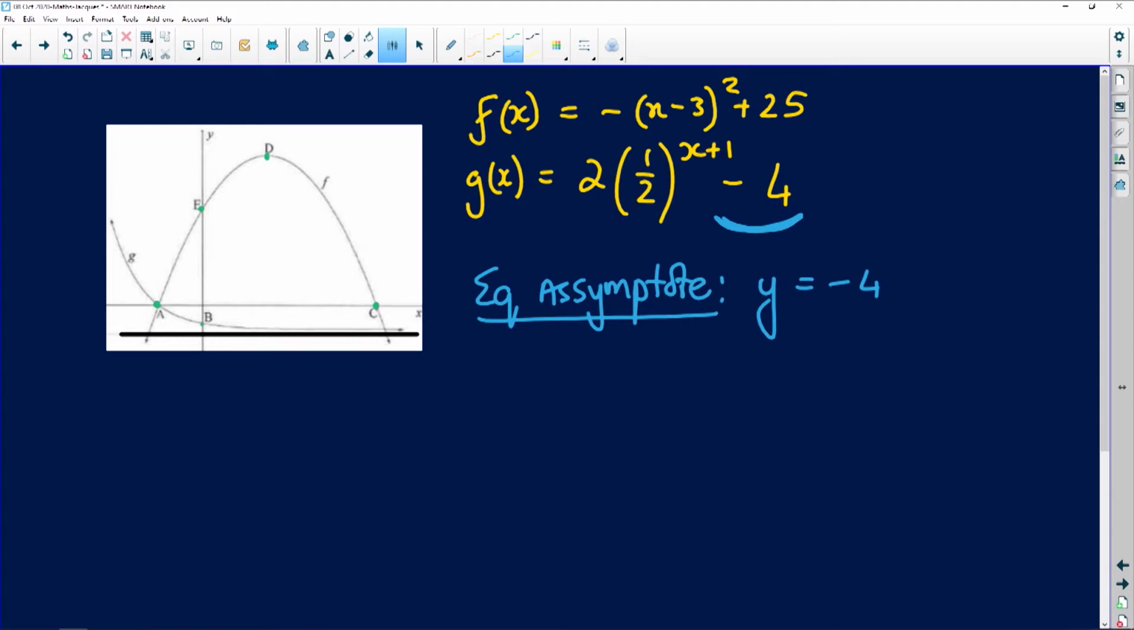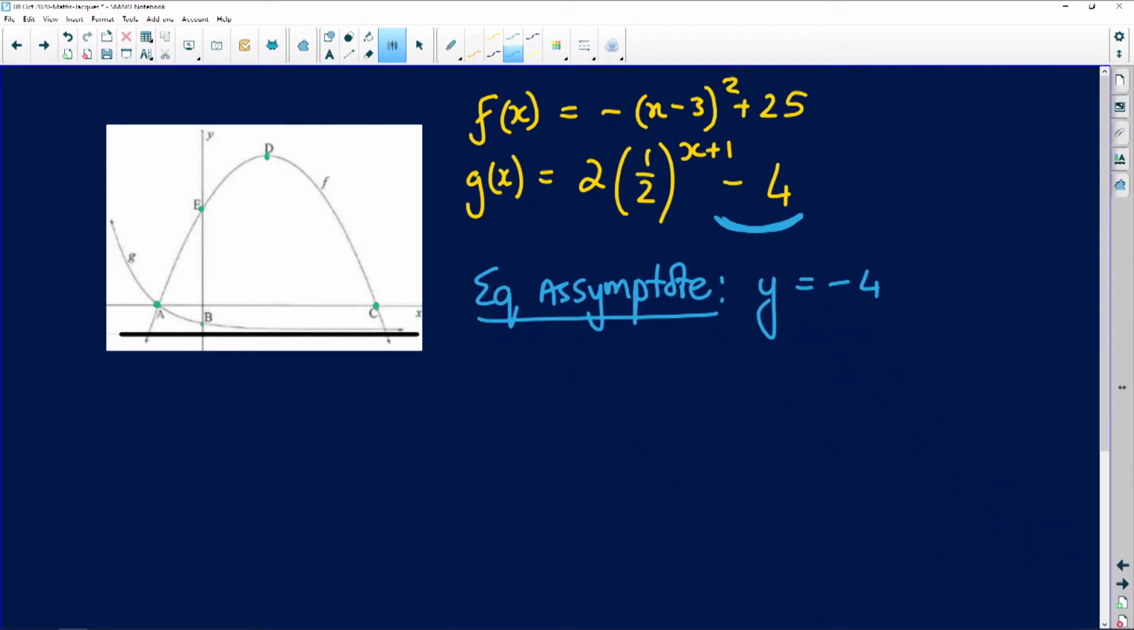Then for 2 marks, write down the coordinates of D. Now remember, D is the turning point of the graph. There's quite a few ways to find that turning point. Minus b over 2a is one way. The other one is to differentiate the function, make it equal to 0 because it's a turning point. And the third one is the one that they want us to use in this question. They gave us the graph in completed square form.